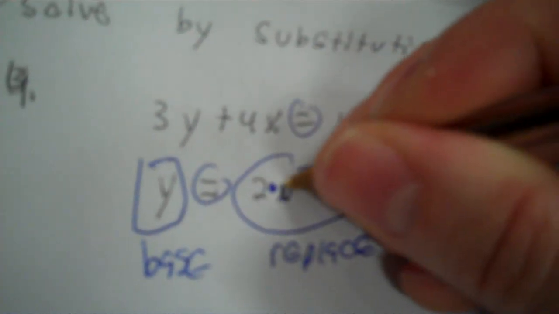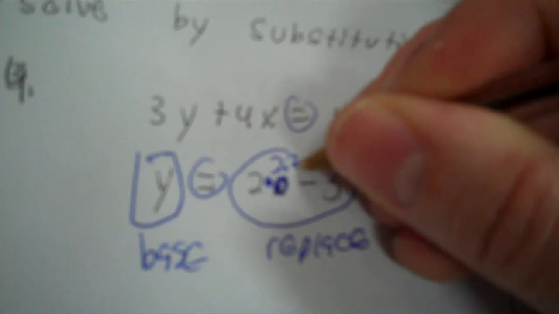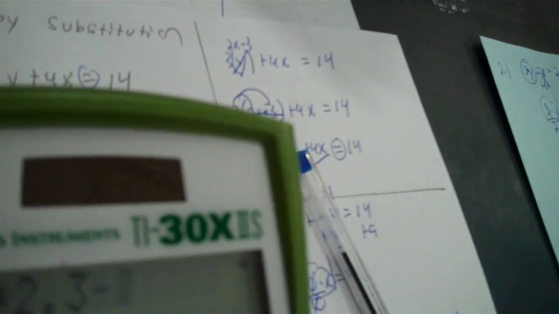Okay, now to find y, you go into your replace. So 2.3. So I take 2 times 2.3 minus 3, 1.6.